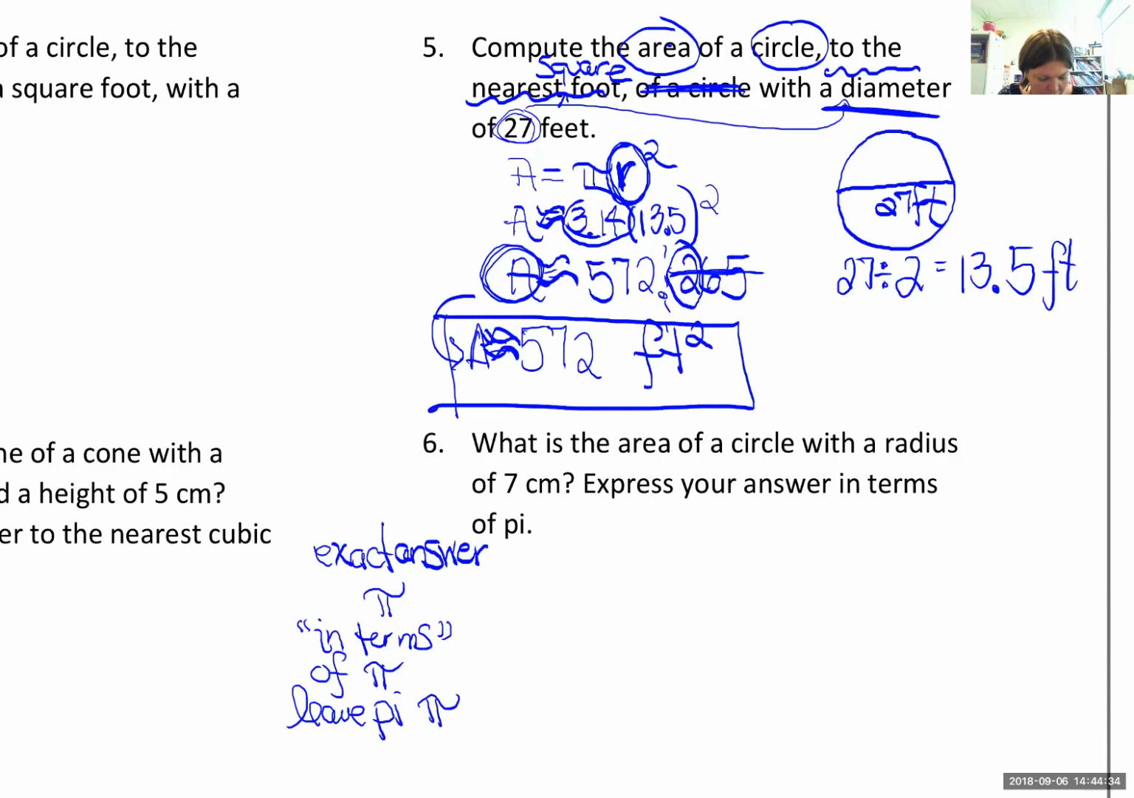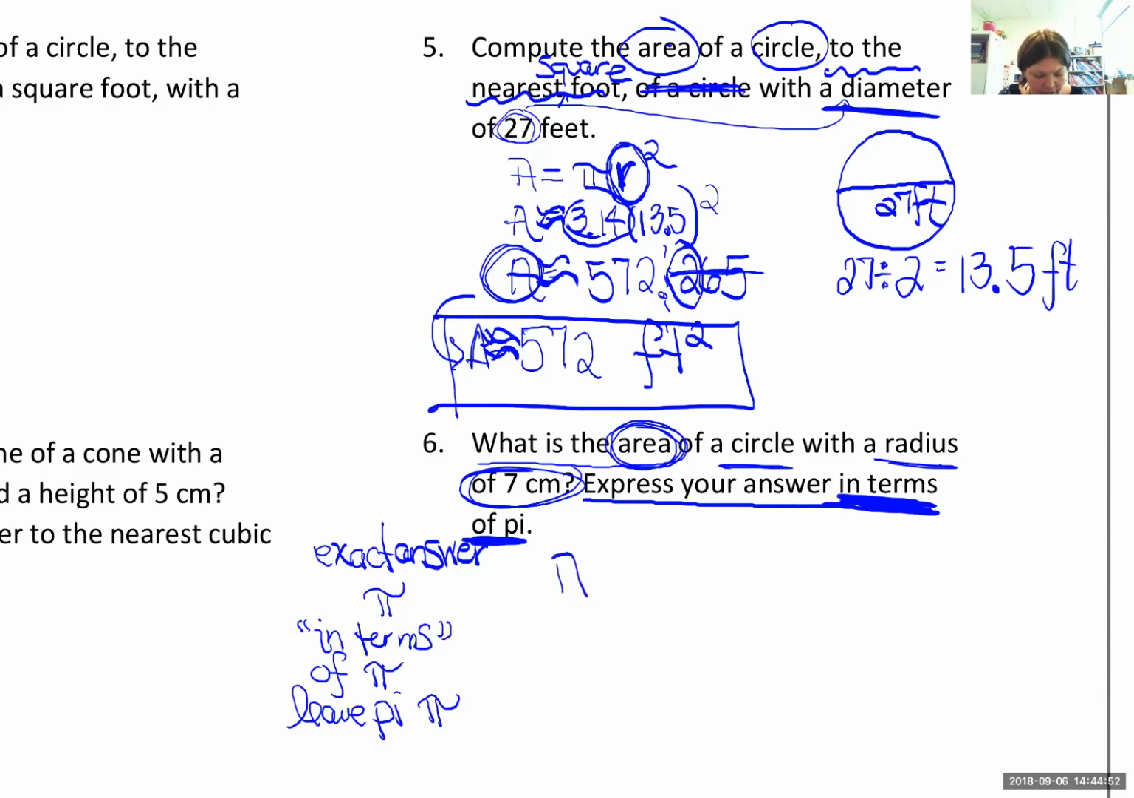This one says, what is the area? So I'm going to find the area of a circle. And I know the radius, yay. It's a pretty straightforward problem. But here's where it gets tricky. Express your answer in terms of pi. In other words, leave pi pi. Okay, let's give it a try.